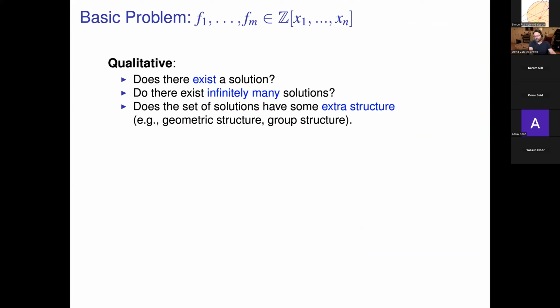So arithmetic geometry, the basic problem is, again, you have some polynomials, you want to solve them. I mean, there's other, you don't have to look at polynomials. That's another field of math. This is already difficult enough. And I like to break down the type of research or questions people ask into three categories.